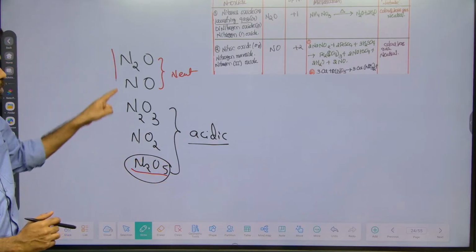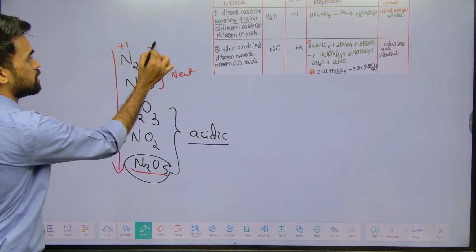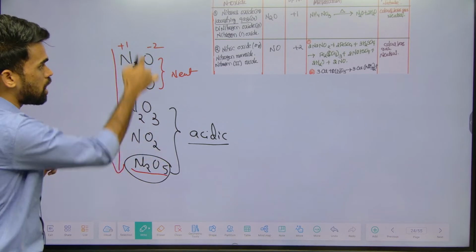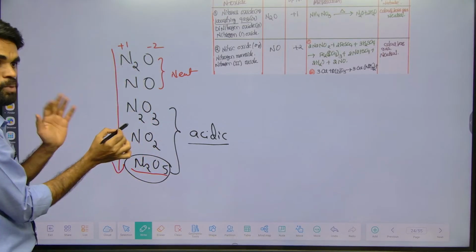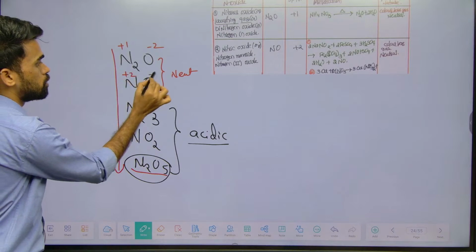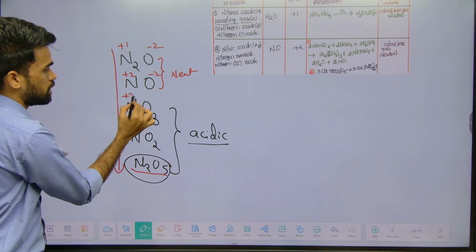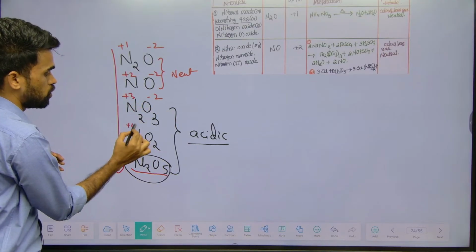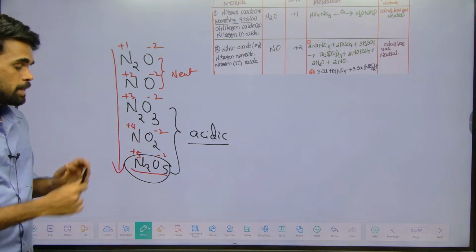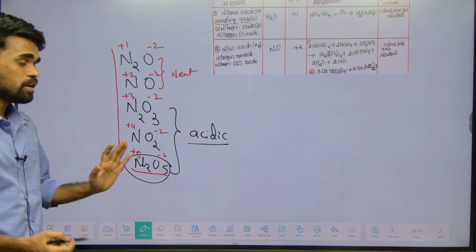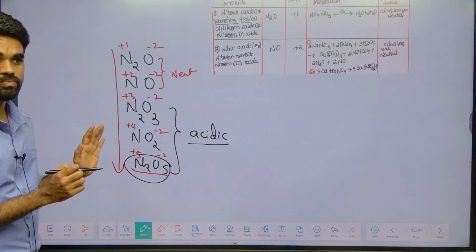Firstly, they will ask you about oxidation states. You know now, here what is the oxidation state? +1, and this is -2. Oxides means oxygen should always be -2, so the remaining element will have a positive charge. Here it is +2, -2. So you crisscross: +3, -2. Here +4, -2. Here +5, -2. Done? Next. What is the maximum oxidation state of nitrogen?